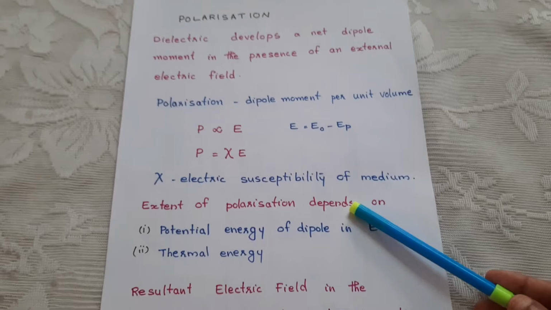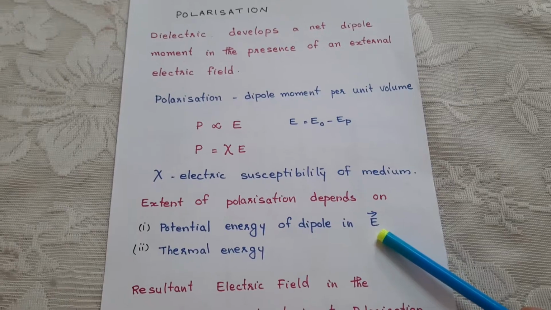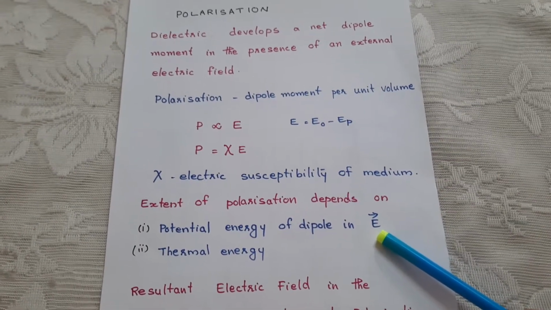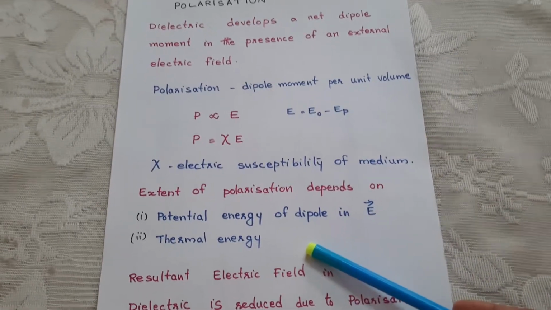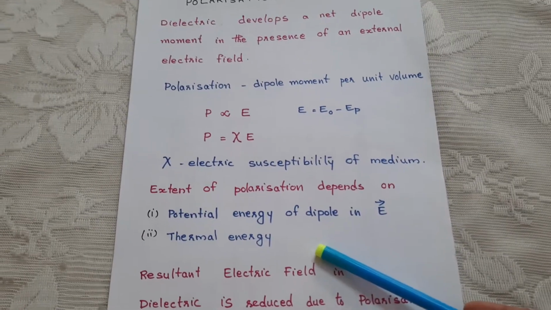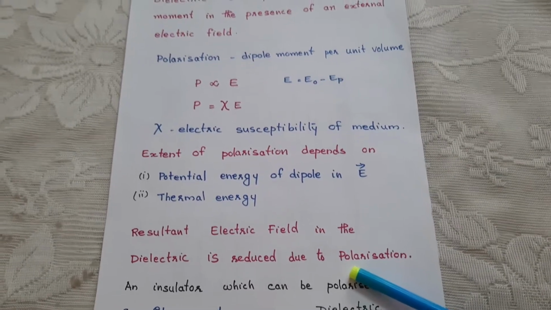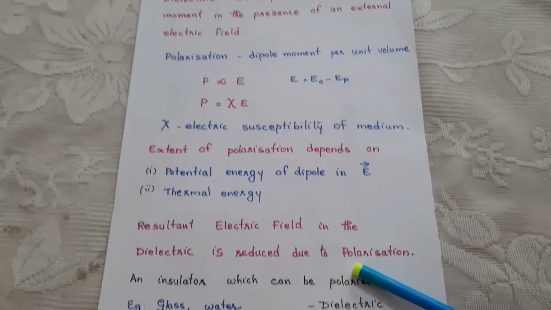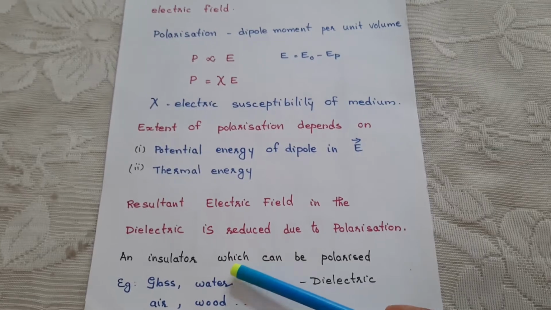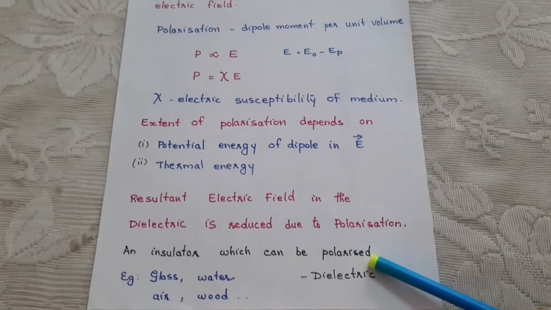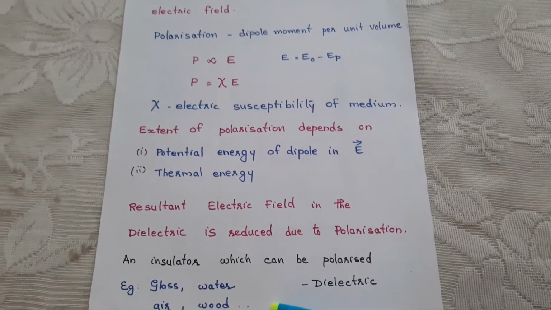The extent of polarization depends on the potential energy of the dipole in the electric field, which tends to align the dipoles in the direction of field. It also depends on thermal energy, which tends to disturb the alignment. The resultant electric field in the dielectric is reduced due to polarization. So a dielectric may be defined as an insulator which can be polarized. Example, glass, water, air, wood, etc.